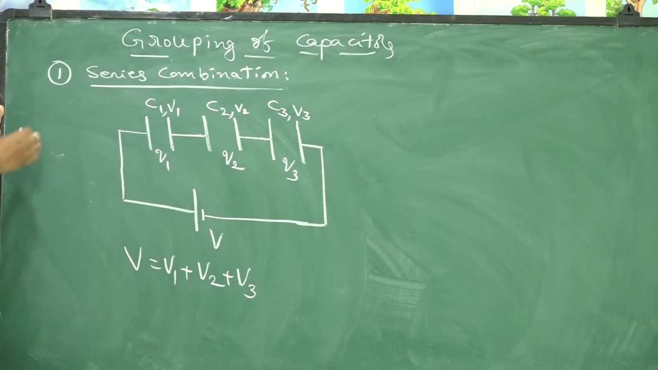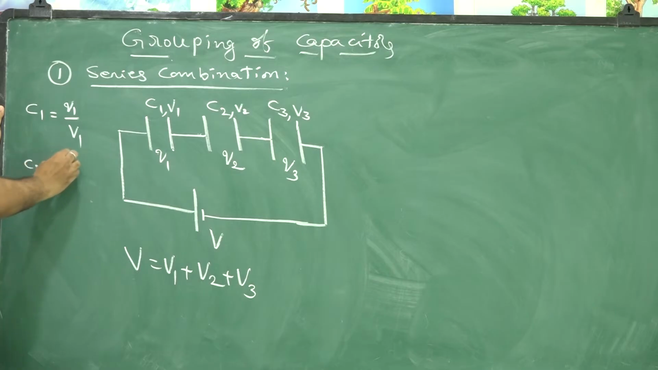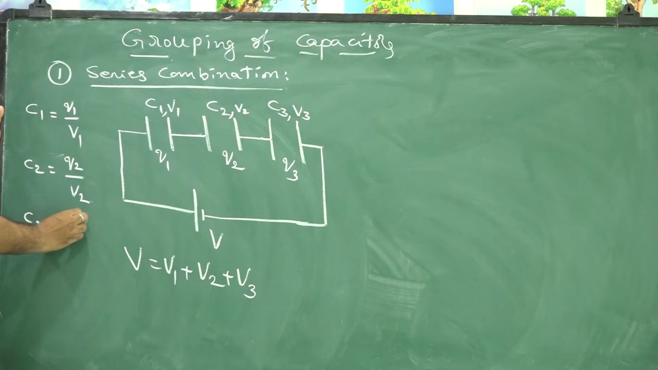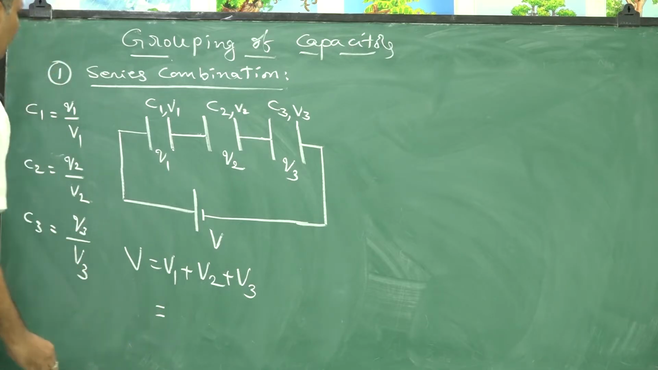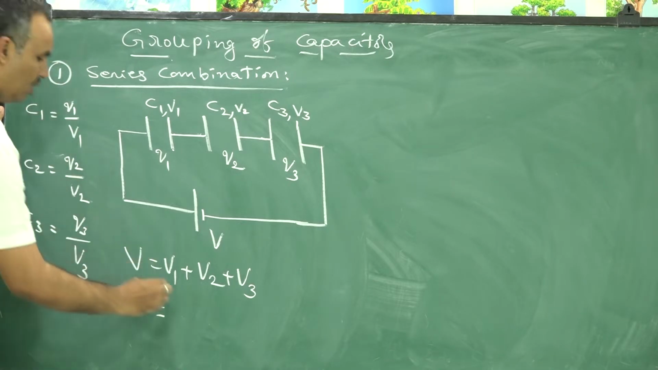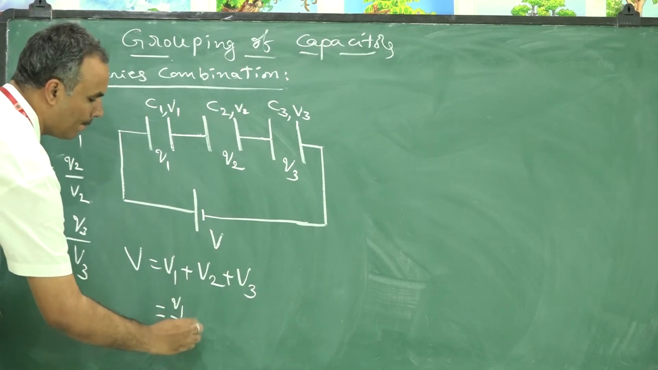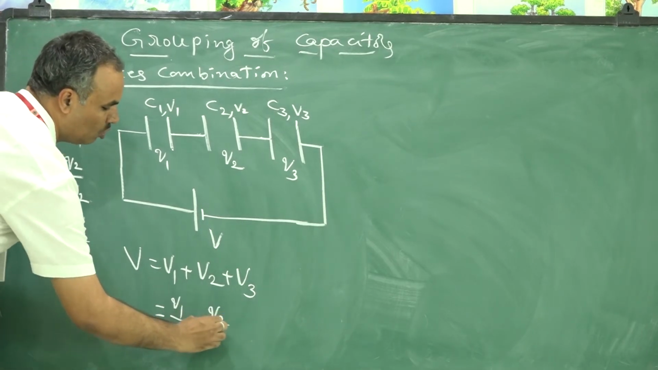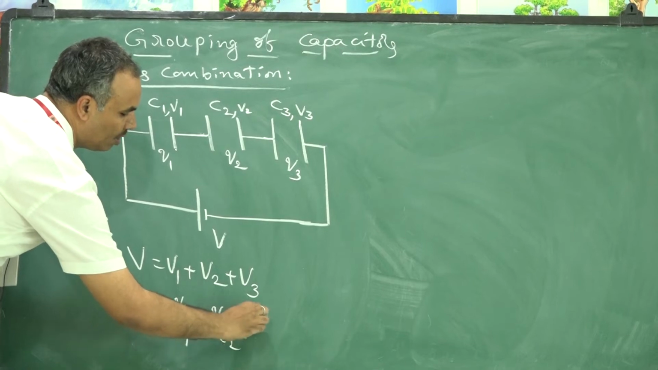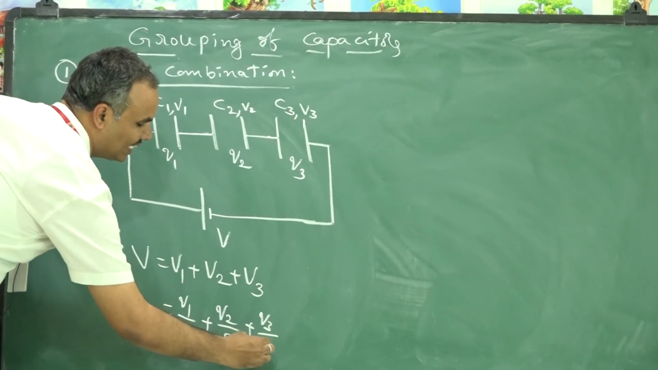Individually, we know that capacitance of the first capacitor is the charge stored divided by its potential. Capacitance of second capacitor is Q2 by V2. Capacitance of third capacitor is Q3 by V3. So, I may substitute the V values. V1 can be replaced with Q1 by C1, V2 with Q2 by C2, and V3 with Q3 by C3.